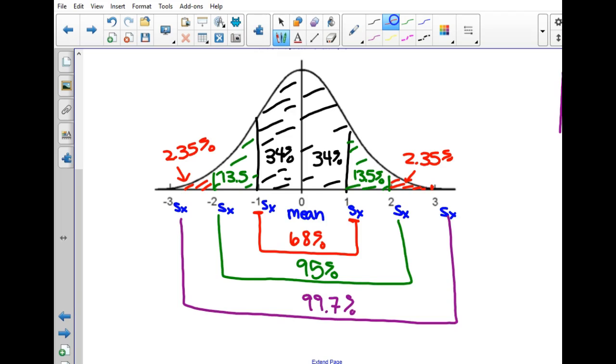And then finally, if you are my son, you're right here. The chances of that are going to be 0.15%. And over here, too.